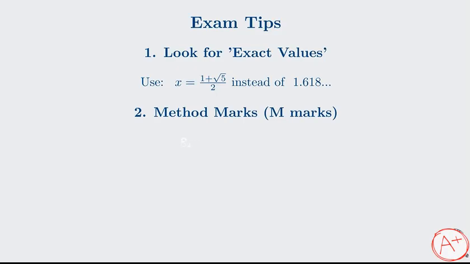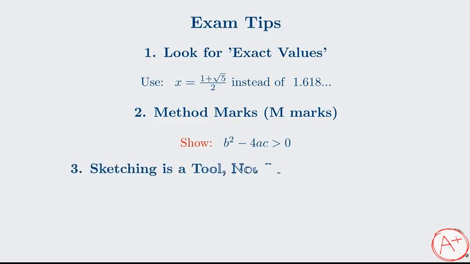Cambridge examiners award M marks for a correct method even if your final answer is wrong. Always show your substitution into the discriminant or the quadratic formula. If you simply write down the final roots and they are incorrect, you will receive 0 marks. Showing the step where you set b squared minus 4ac greater than 0 secures the method mark.